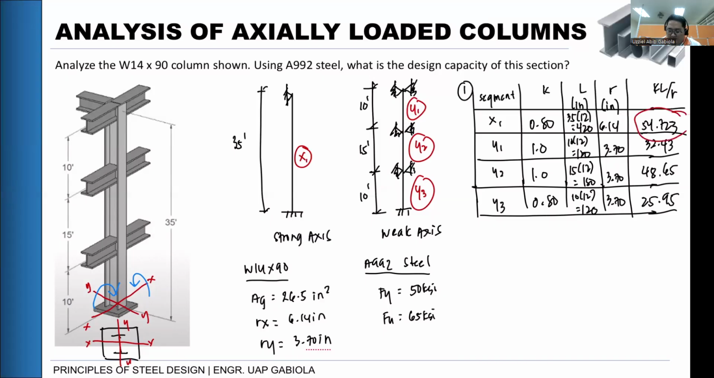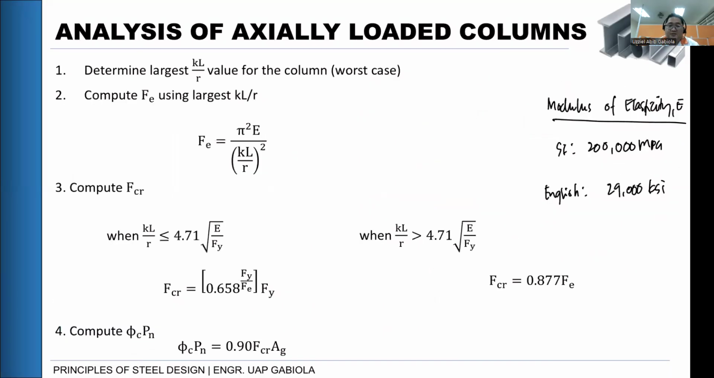Okay? So, max KL over R natin is 54.723. It means, ano yung nag-govern? So, ibig sabihin, strong axis govern. Okay? Yun yung ibig sabihin nun, kung yun yung value na malaki sa atin. Alright? So, yan yung sa first step natin. Malaman yung worst case o yung largest value ng KL over R. Okay? So, okay na tayo sa first step.